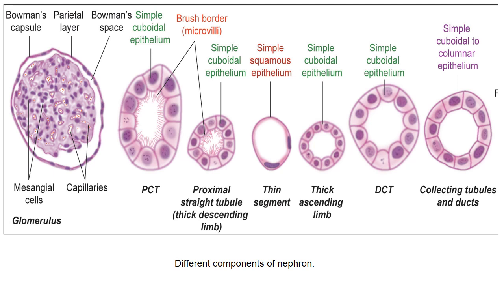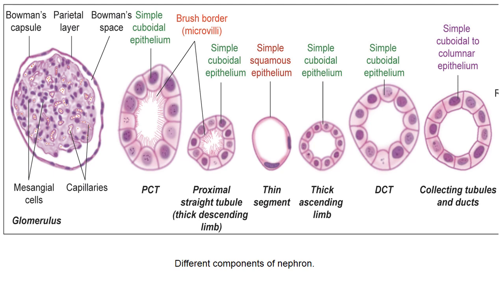Then the second figure is of the proximal convoluted tubule. Here the tubule is lined by simple cuboidal epithelium with microvilli or brush border over it, and the cytoplasm is more eosinophilic. Then the proximal straight tubule, the thick descending limb, is lined by simple cuboidal epithelium and it has microvilli. Then the thin segment or loop is lined by simple squamous epithelium. The thick ascending limb is lined by simple cuboidal epithelium and it is devoid of microvilli.